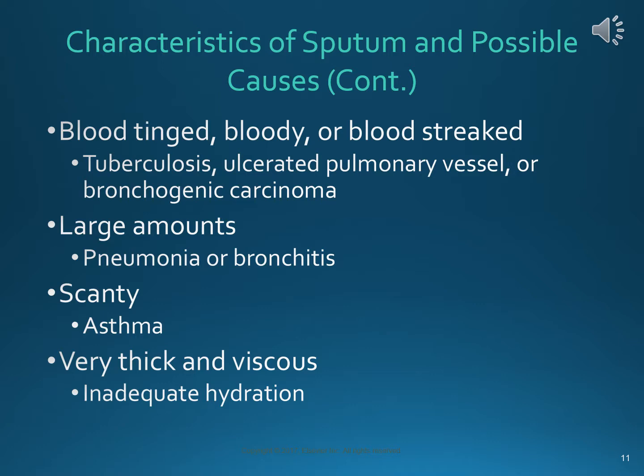Asthma has a very scanty, white, thin sputum, and very thick and viscous sputum means the person doesn't have adequate hydration. And so if you have somebody who's trying to cough stuff up and it's just really thick and not coming up, improving their hydration will help a lot in that regard.